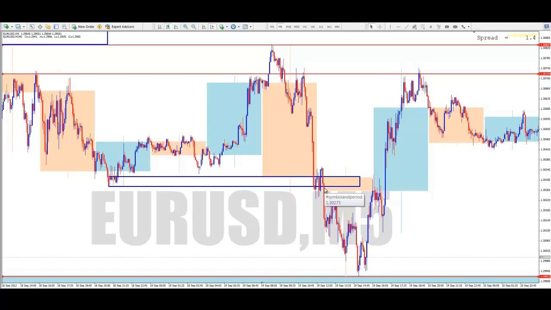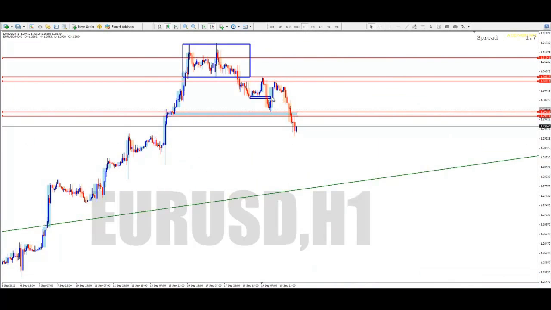Now, where did price go to after this engulf? Well, it went down to demand. Let's go out into the H1 and see this. There's where price went down to. We had a big pole up, we had a flag here. So at the base of the flag there was support, at the top of the flag there was resistance.